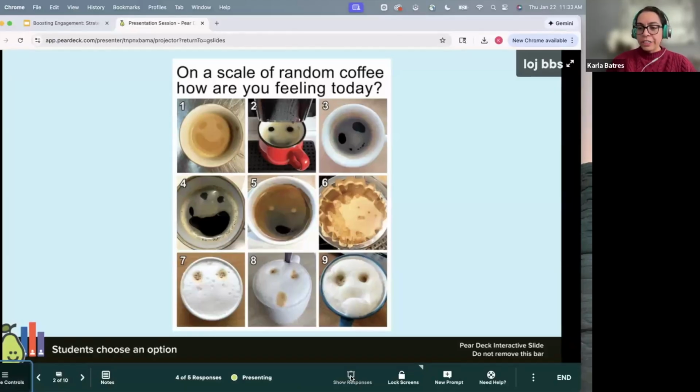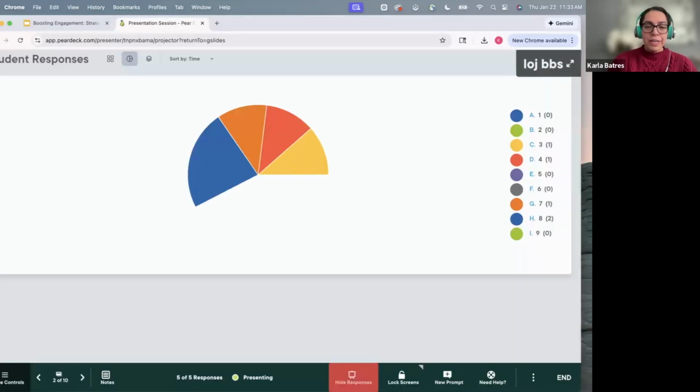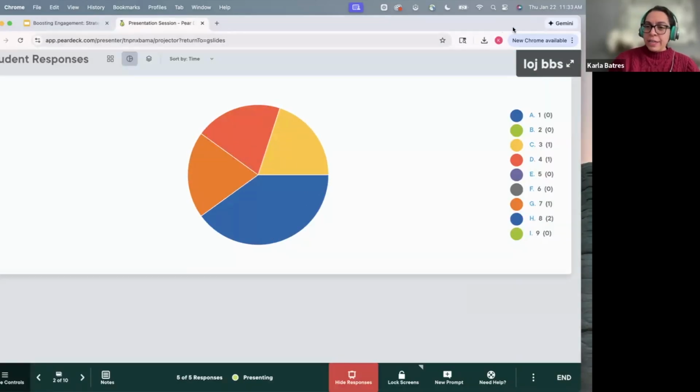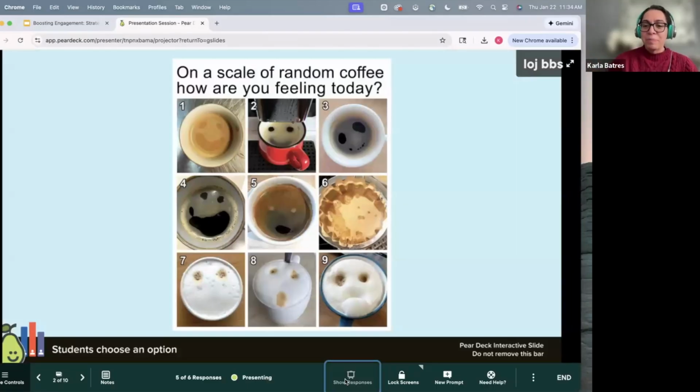So for those that just joined, if you could click the link and join me on Pear Deck, and we're currently telling everybody how we're feeling today on a scale of 9. Okay, so let's see how we're doing today. So it seems like we have a pretty good breakdown between 3, 4, 5, 7, and 8. So you can see how people are feeling.